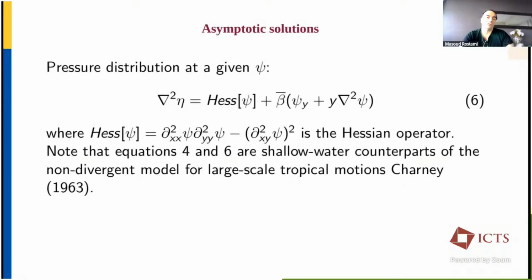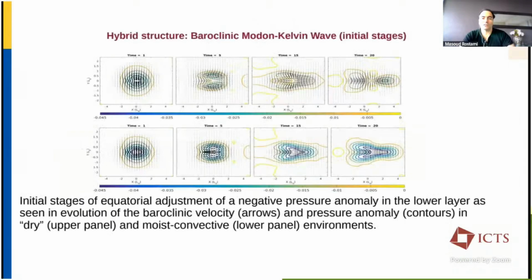And once you derive the equations, we can also have pressure distribution as a function of stream functions, as you see here, as a Hessian operator, and so on. But what's going on? What is the relation between the equatorial modon and what we have in the two-layer system? The equatorial modon is for a one-layer barotropic system, but in the real MJO, we deal with at least two layers.